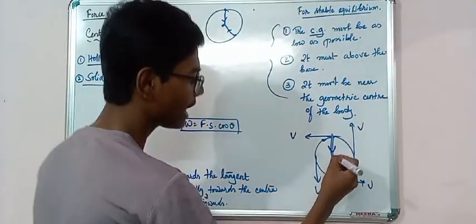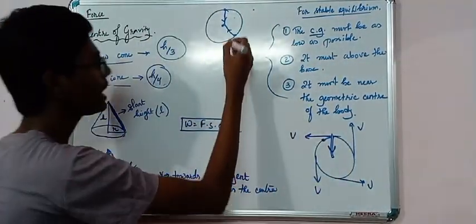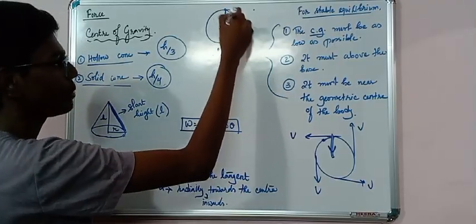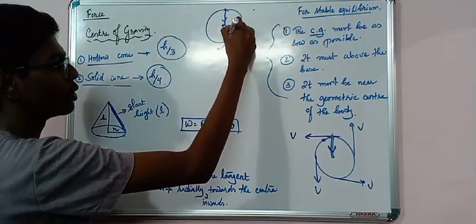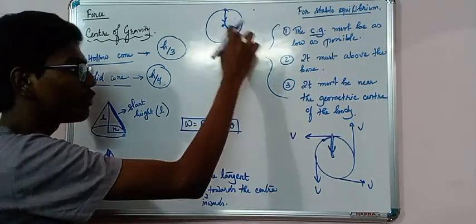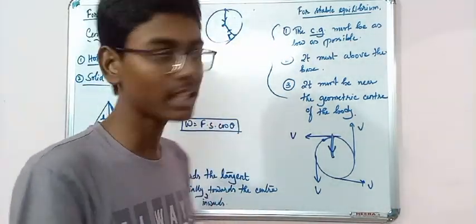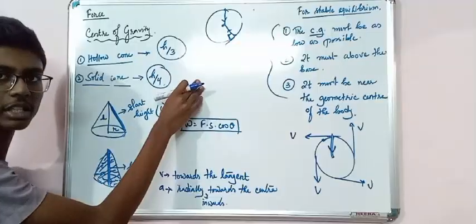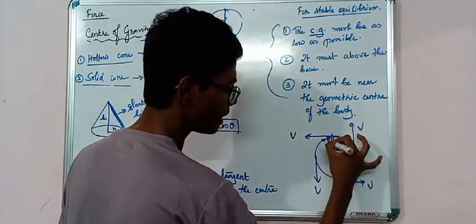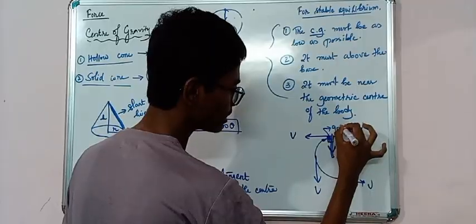Now we know at any point, this is my velocity, this is the direction of my velocity, and this is the force. Always we can see the angle between the force and the displacement, that is, the displacement is taking place in this direction, is always 90. Even if you see here, it's a right angle that is formed. Right angle is 90 degrees.